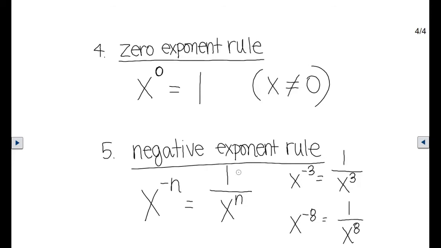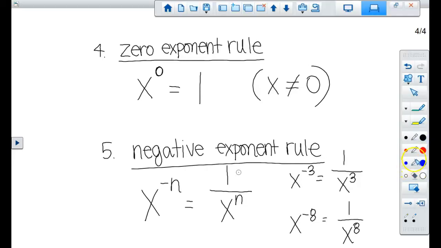The big thing I want you to understand about these two rules is that in algebra, your final answers need to be written using only positive exponents. So zero exponents and negative exponents are not allowed in your final answers. And I'll show you a little more about that in just a minute.